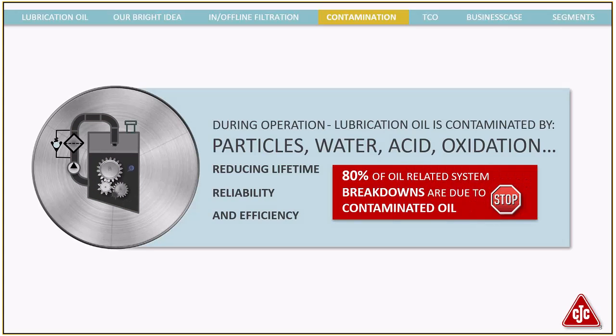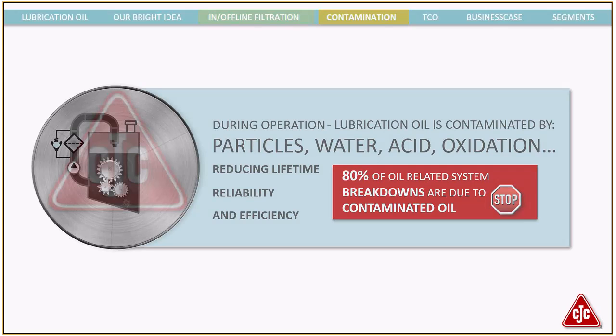And many studies have shown that 80% of oil-related system breakdowns are actually due to contaminated oil. So we can save a lot of money by reducing the contamination in the oil. And today we'll look at how we can actually measure how much contamination we have.